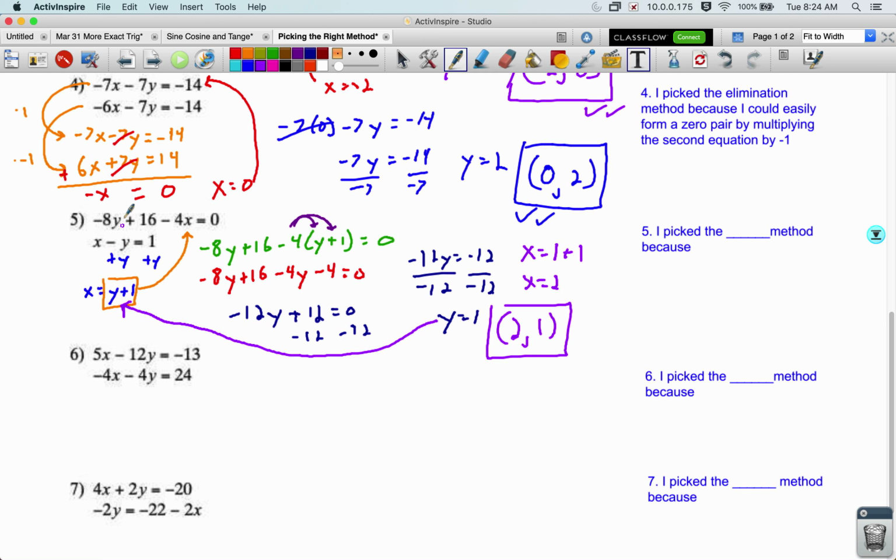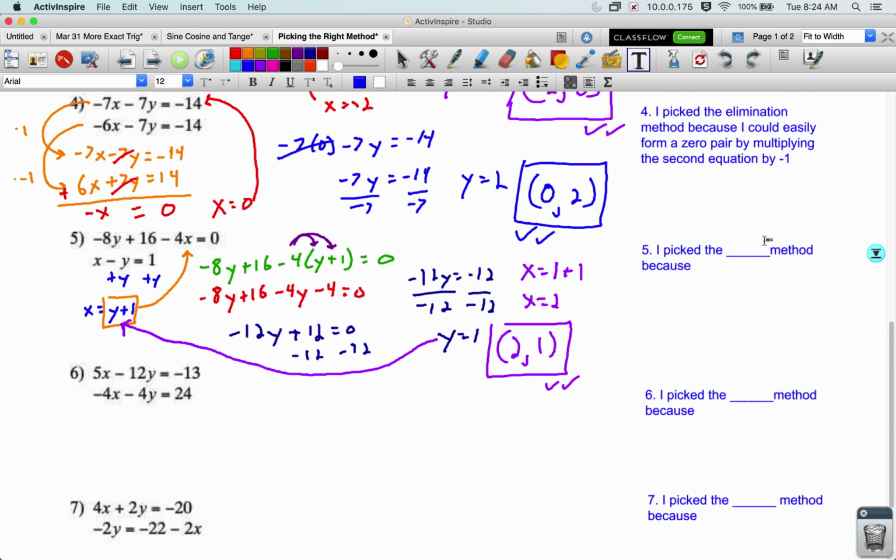All right, let's make sure that works with the top equation. -8 plus 16 is going to be +8. Minus 8 equals 0, 0 equals 0. That checks out. All right, so what method did we use for number 5? Number 5, we used the substitution method.